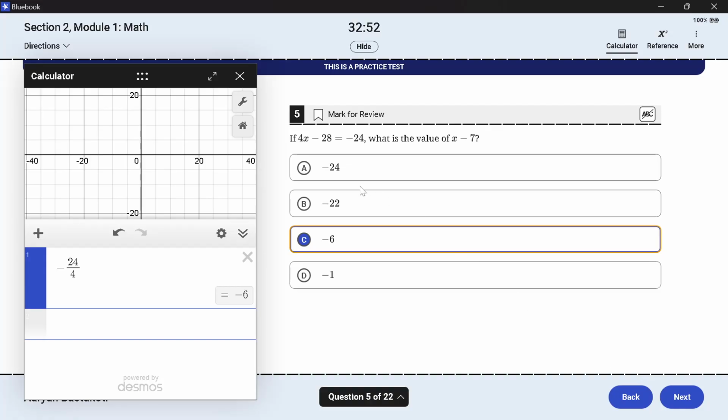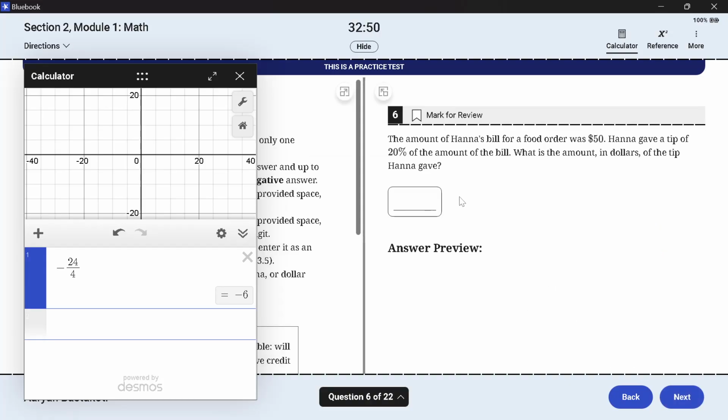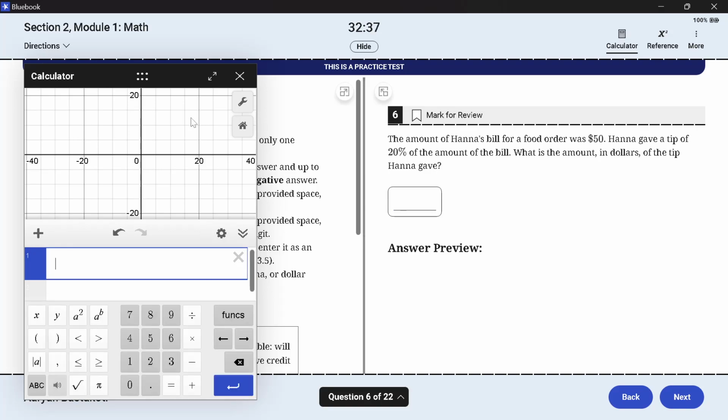Minus 24 divided by 4 minus 6. Yes. If the amount of Hannah's bill for a food order was $50, Hannah gave a tip of 20% of the amount of the bill. What is the amount in dollars of the tip Hannah gave?